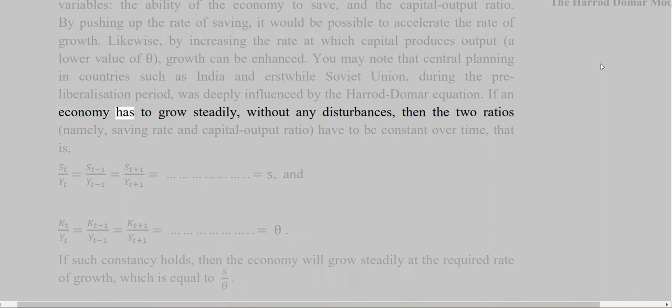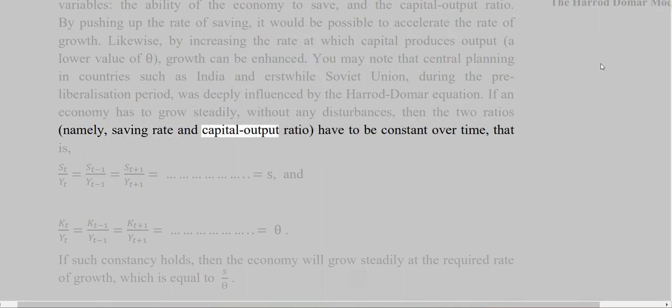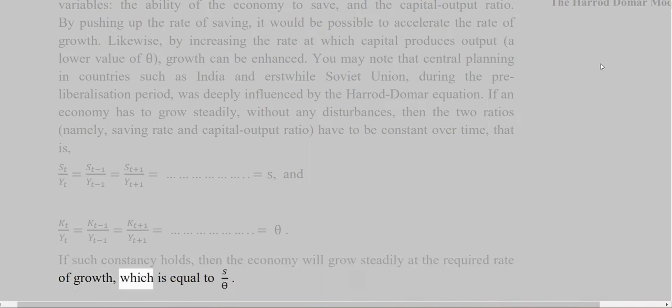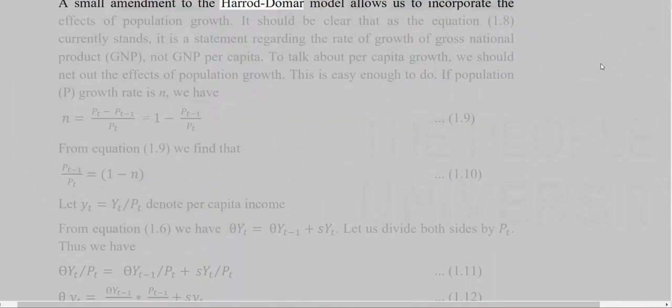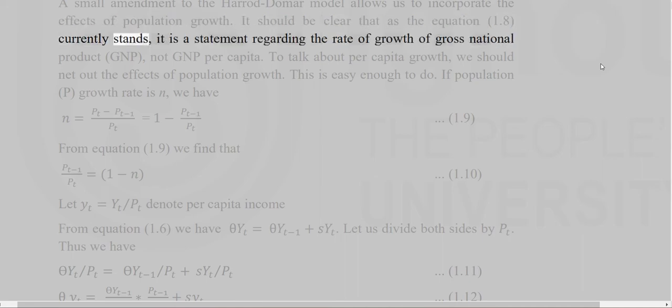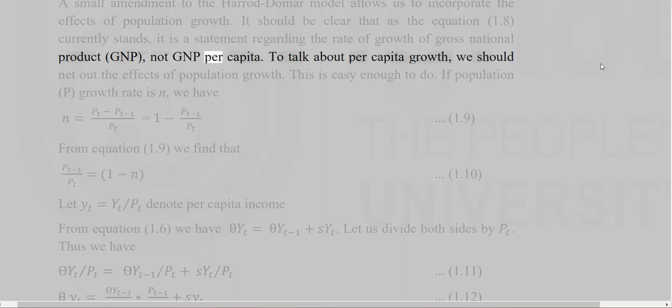If an economy has to grow steadily without any disturbances, then the two ratios, namely, saving rate and capital output ratio, have to be constant over time, that is, s equals s and theta equals theta. If such constancy holds, then the economy will grow steadily at the required rate of growth, which is equal to s over theta. A small amendment to the Harrod-Domar model allows us to incorporate the effects of population growth. It should be clear that as equation 1.8 currently stands, it is a statement regarding the rate of growth of gross national product, GNP, not GNP per capita.